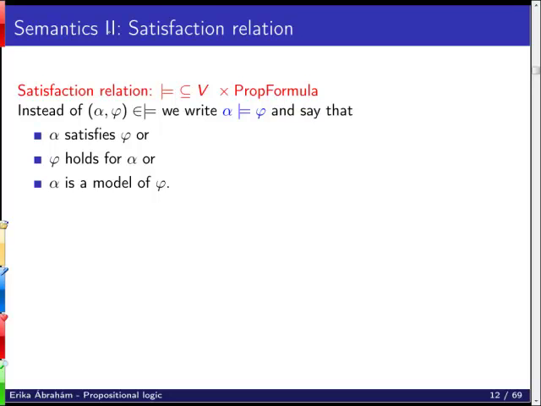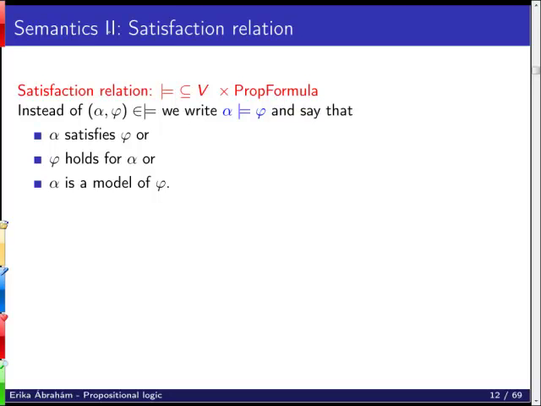So normally we should write this because it is a relation. Valuation, assignment, and the formula are in the relation. Instead, we usually write this: alpha satisfies phi. Or we also say that phi holds for alpha, or alpha is a model for phi. Probably all 3 you've already heard.